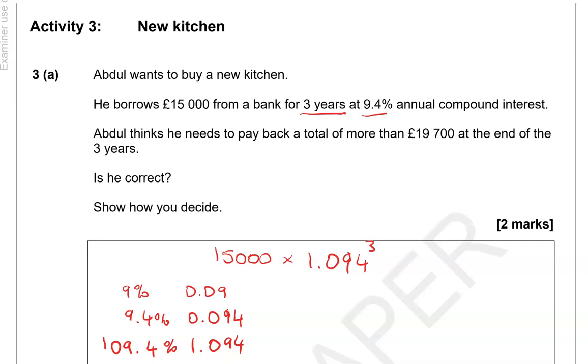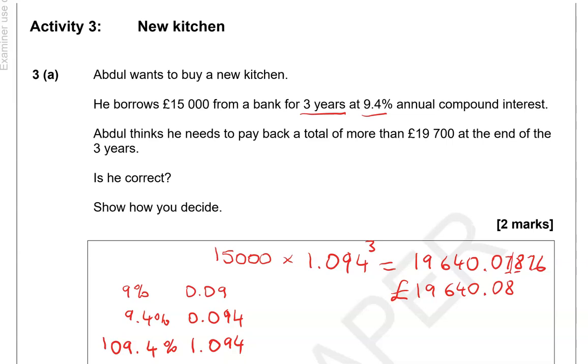Again, if you don't have a fancy calculator, you could go 15,000 times 1.094 times 1.094 times 1.094, so 3 times the 1.094, which is equal to 19,640.07876. As this is money, that would be £19,640 and 8 pence. So we're rounding this up because of the 8.